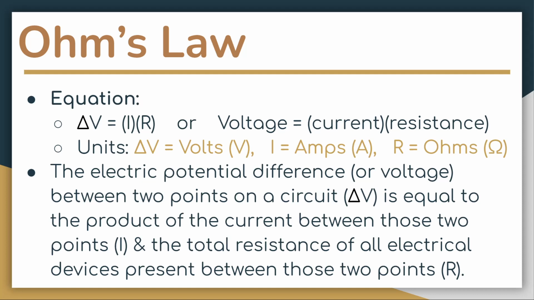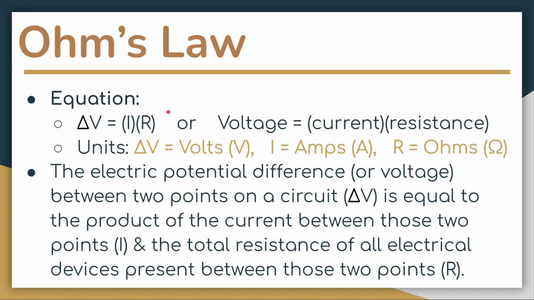So the resistors could be an actual resistor like we used in the RA, or it could be a light bulb. A light bulb is a special type of resistor. Okay, but the equation for Ohm's law that states this relationship is voltage equals current times resistance.